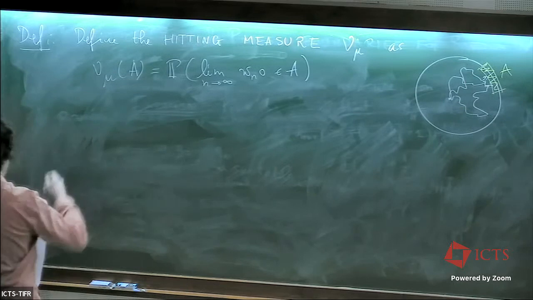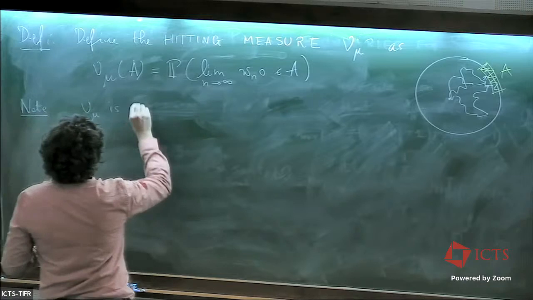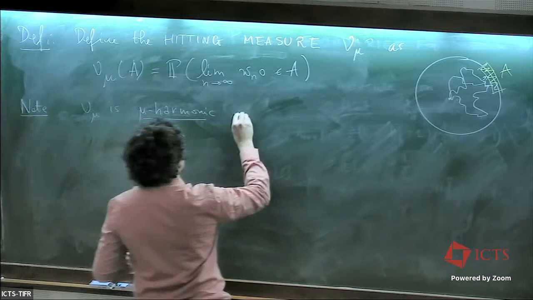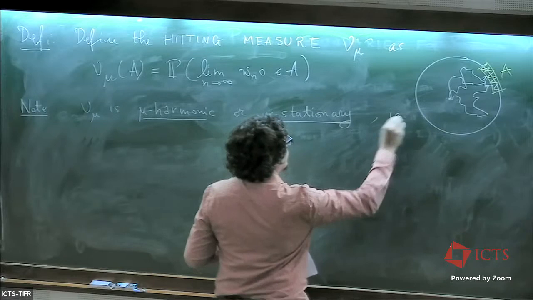And moreover, this hitting measure is also called a harmonic measure because it also has the following property. So note that nu_mu is mu-harmonic, or mu-stationary, meaning that the following is true.